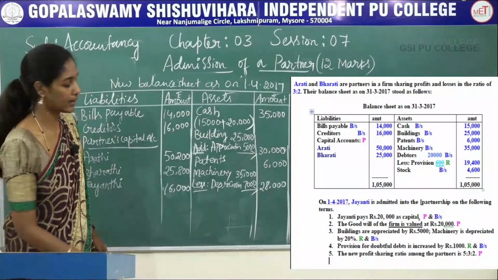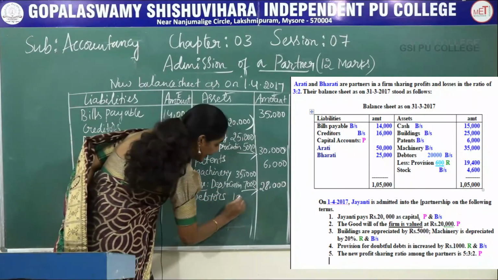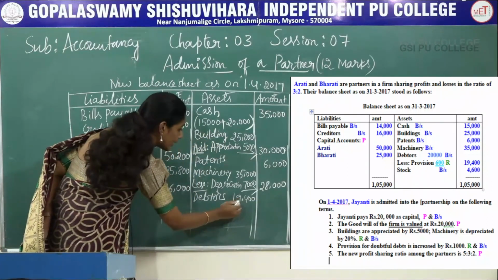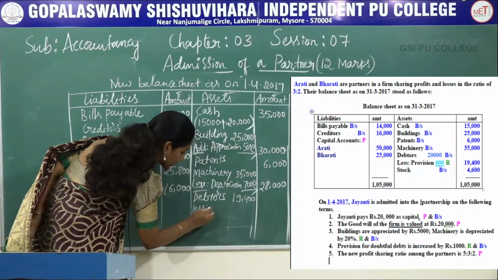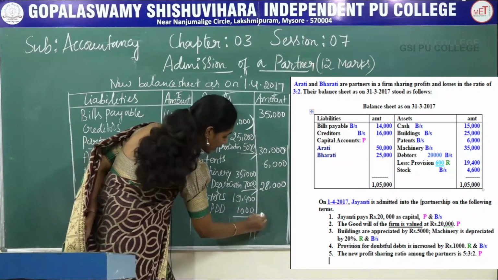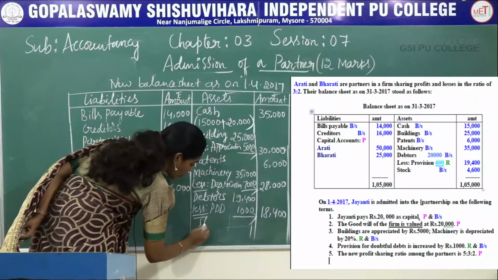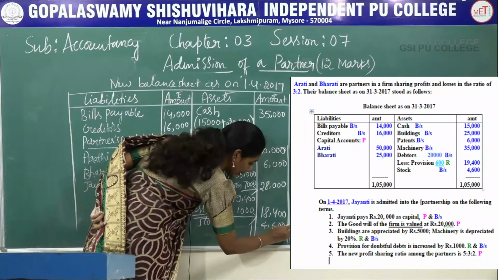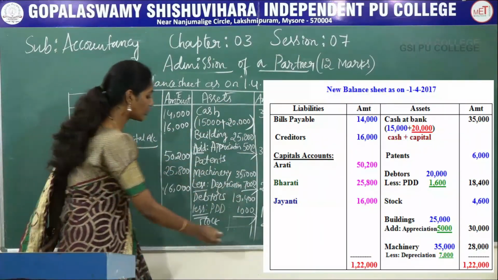The next asset is debtors, and take 19,400, which is given in the amount column. Now here also deduct provision for doubtful debts, rupees 1,000. Then you will get 18,400. The next asset is stock. The amount of stock here is 4,600. After recording all the assets on the asset side, make a total.